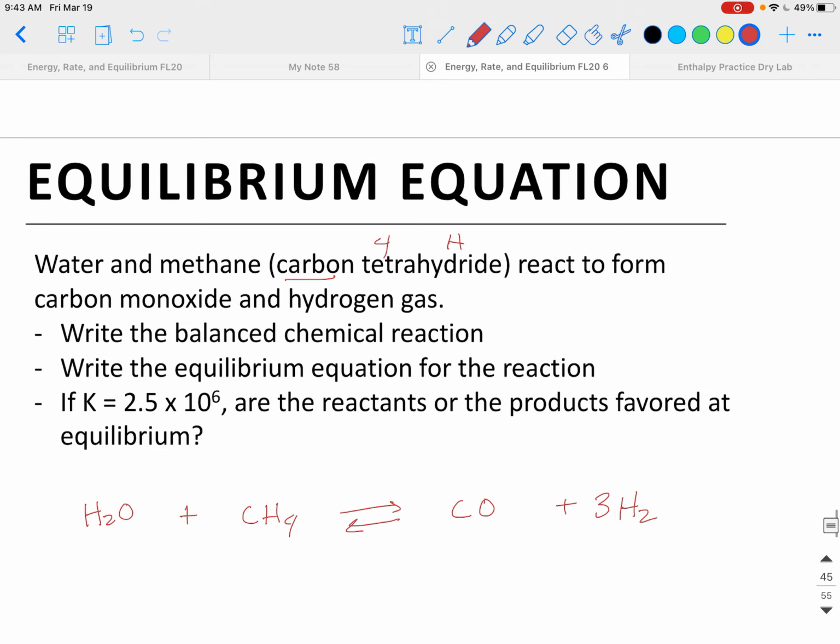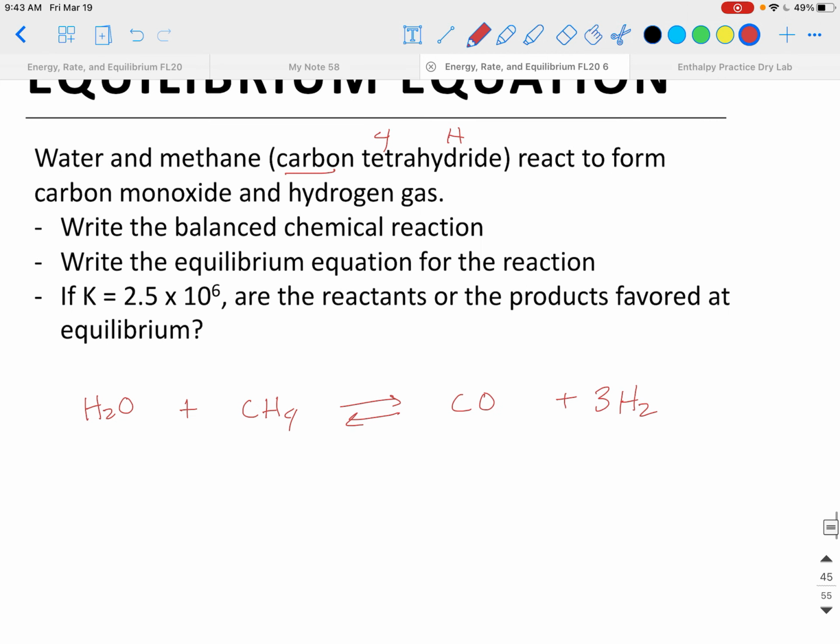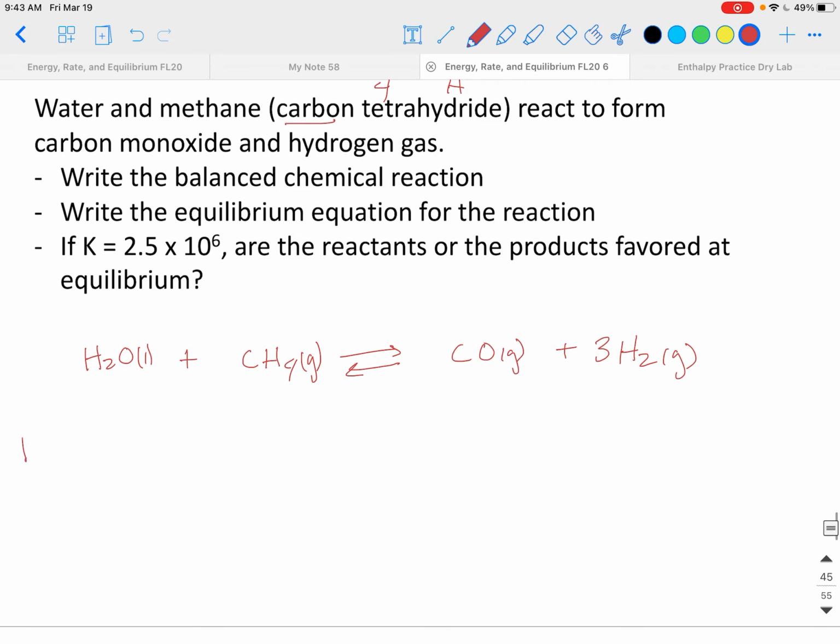By the way, I realized I forgot one thing. It's important to know the states of matter. Water is going to be a liquid. CH4, methane, put a gas right there. Carbon monoxide is a gas. Hydrogen is gas. In your equilibrium expression, this is a very, very important note.